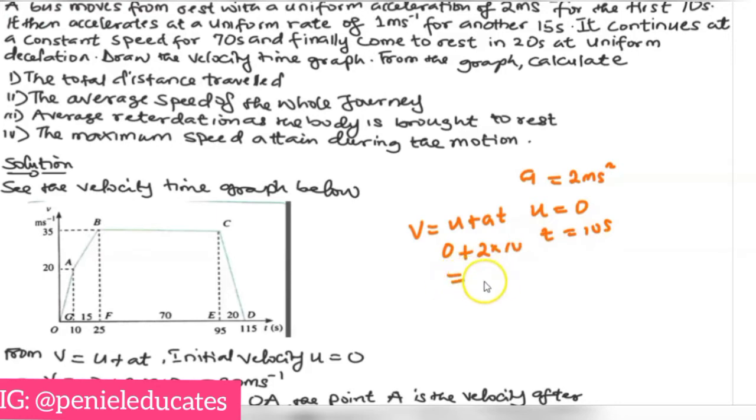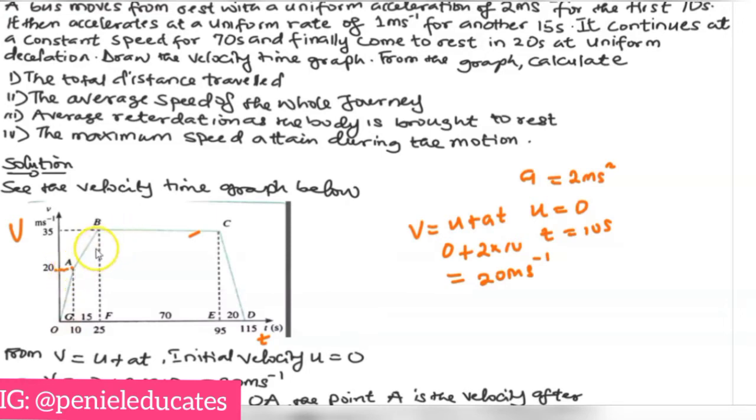All right, so 20 meters per second, that is the velocity. So now when you are drawing your velocity-time graph, you need to find the velocity in the first 10 seconds, so from 0 to 10. Once you draw this, velocity here is going to be what? 20 meters per second. And that's why you draw your line OA here. That's what makes you draw your line OA.